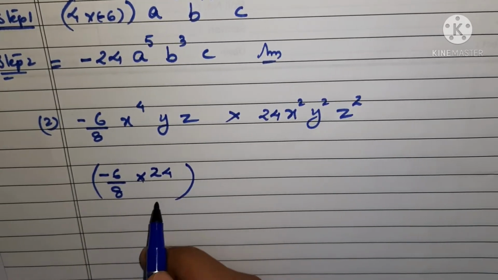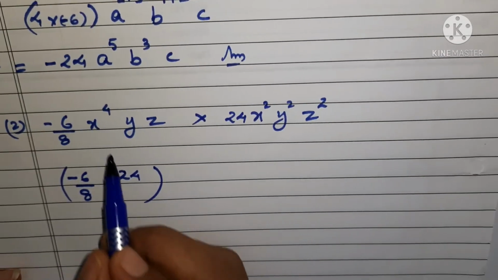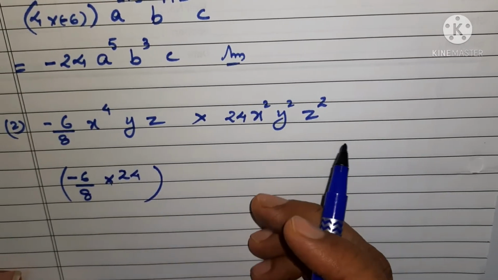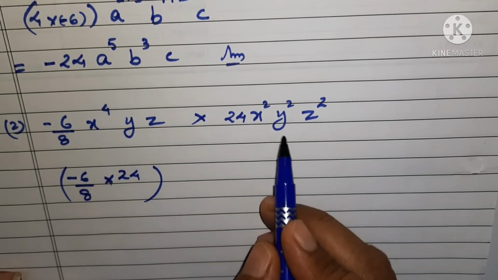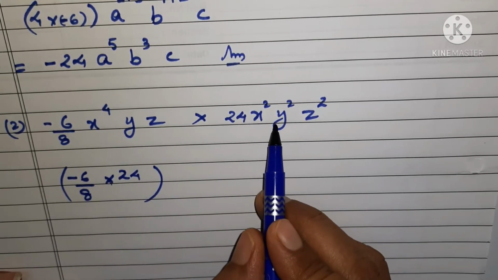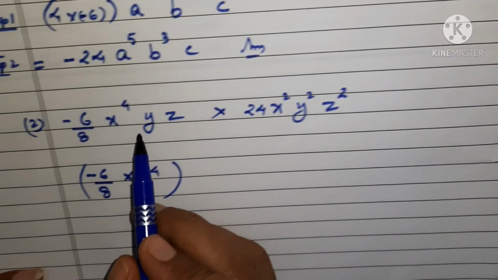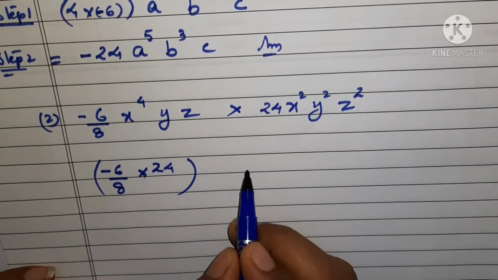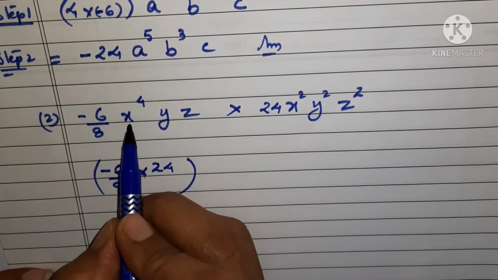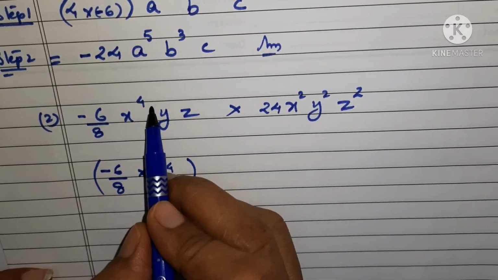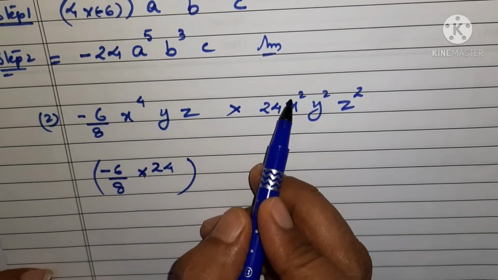Let it be in one bracket. Now let us try to check the variables. You can see we are having three variables here, x, y and z. Here also you are having three variables, x, y and z, right? Now we are going to write x, y and z here, okay? But you can see x is here also, with some powers. So we are going to add the powers.